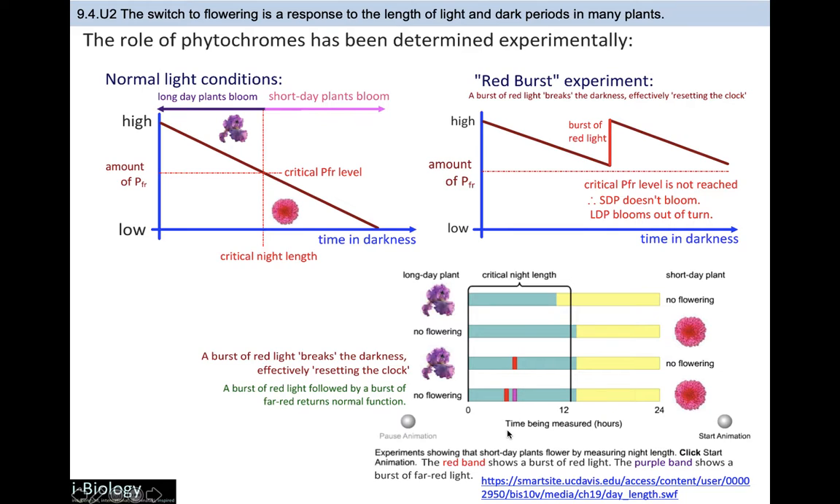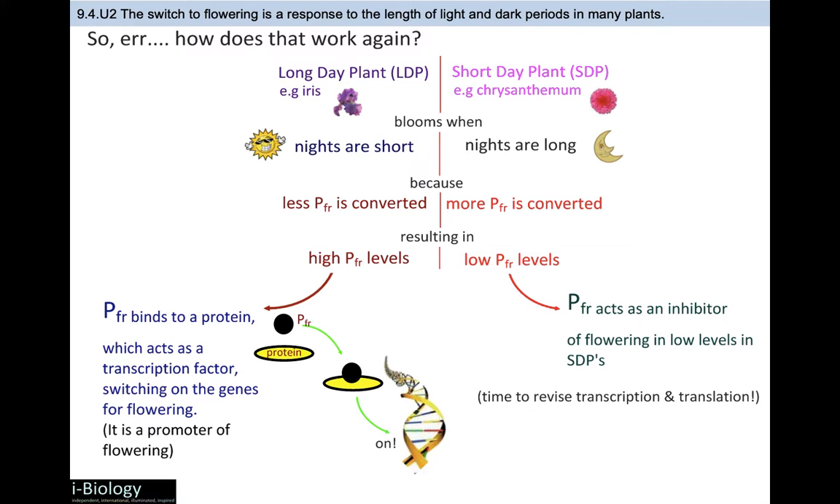We're going to move forward. Here's a general summary once again of how this works. Long day plants bloom when nights are short because there's less phytochrome far red converted, and so you're going to have high levels of far red.